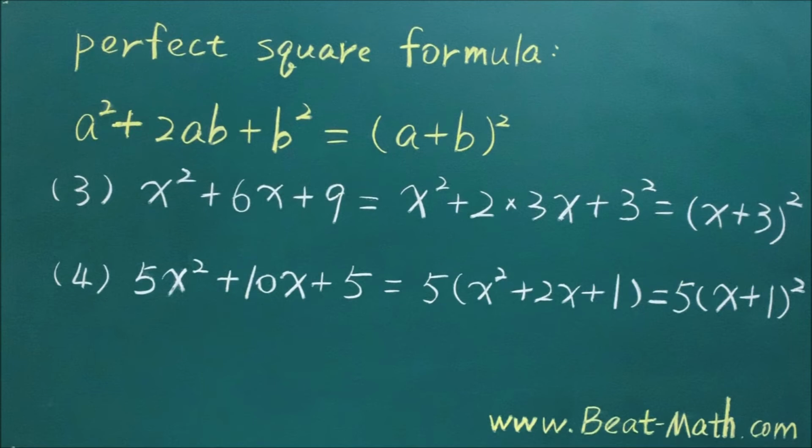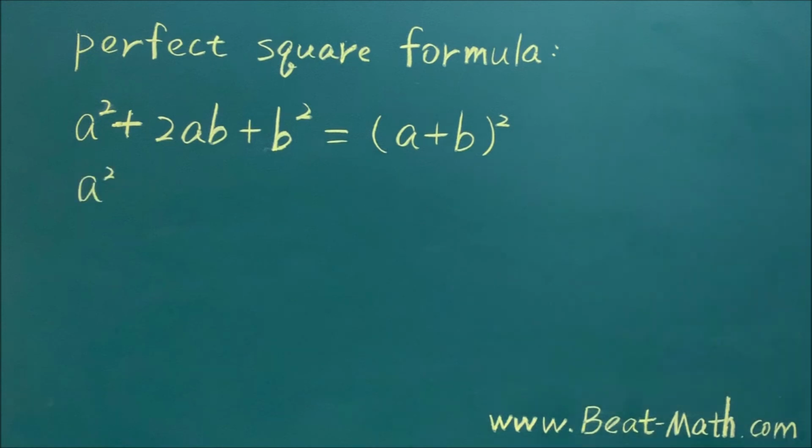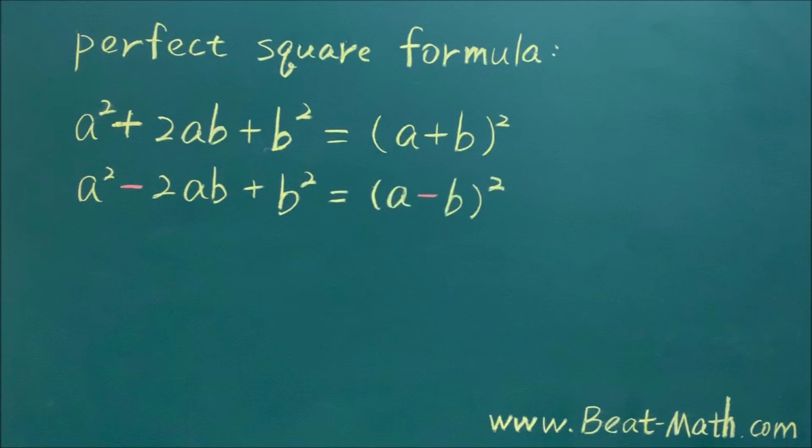Another form of the perfect square is a squared minus 2ab plus b squared equals the quantity of a minus b squared. It means the sum of two squared numbers minus 2 times their product equals the square of their difference. Keep in mind that 2ab here is a negative term. In the first form, 2ab is a positive term. We must look at the sign before 2ab, then decide which formula we can use.